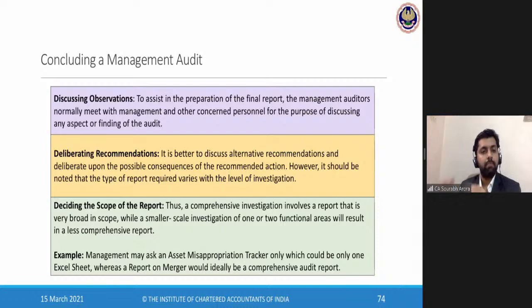Whereas a report on a merger, which is a strategic decision to be taken by the board of directors, should be reported to them only, and it will be a comprehensive audit report. I hope Ambika's doubts are clear now.